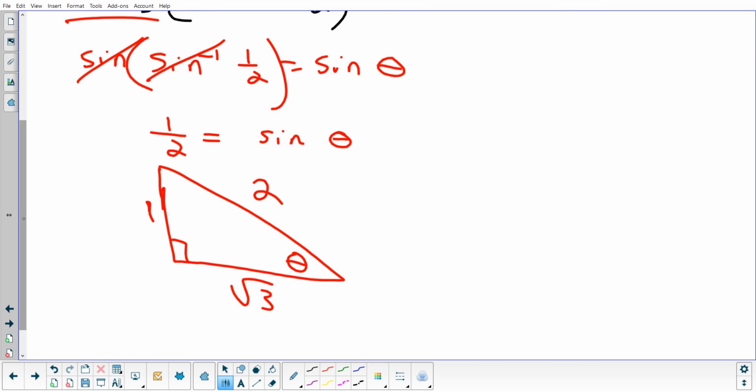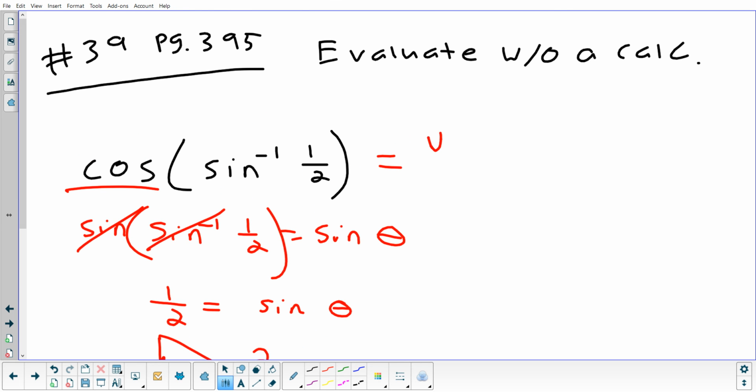Ethan, what's the definition of cosine? Adjacent over opposite. That's cotangent. Adjacent over hypotenuse. Yep, adjacent over hypotenuse. And Casey, what's my adjacent over my hypotenuse come out to in this case? Root 3 over 2. Yeah, very good. So the answer is root 3 over 2. Didn't need a calculator to really do any of that.